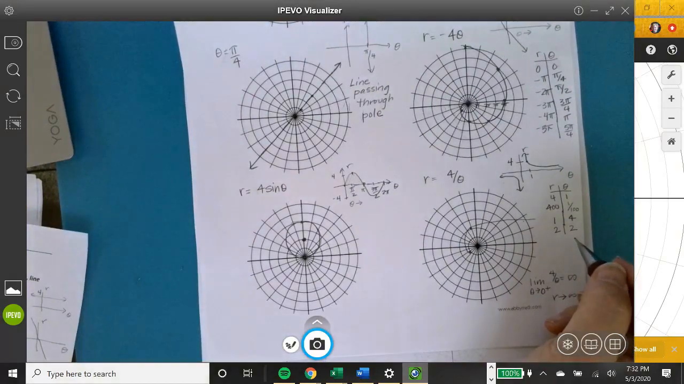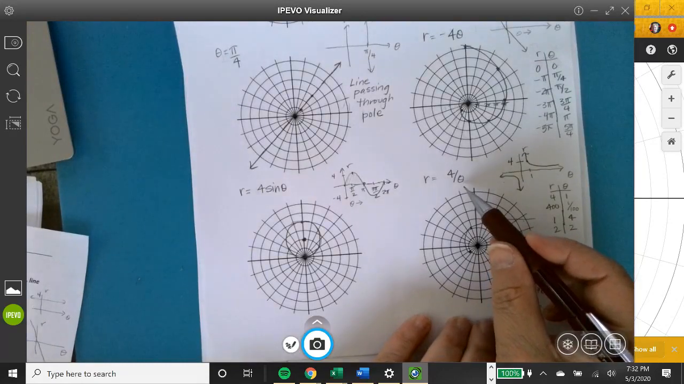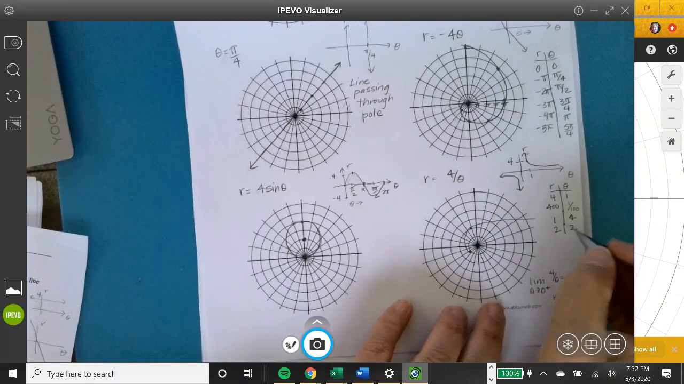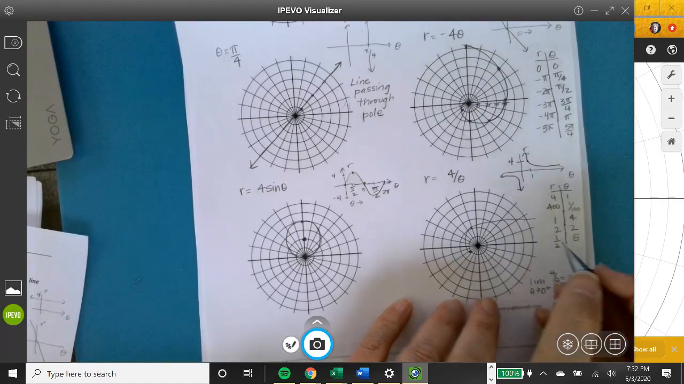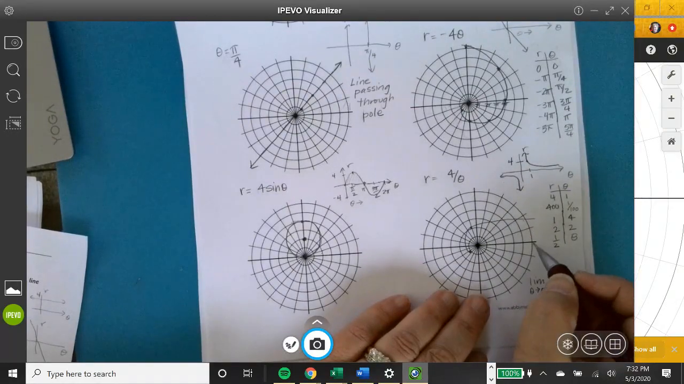Now, why do I say spiraling in towards the pole? What happens when theta gets really large? Now, when I say really large, let's try 8. When theta is 8, what do we get? We get r is 1/2. So if r is 1/2 when theta is 8, that's past 6.28. Theta is 8.